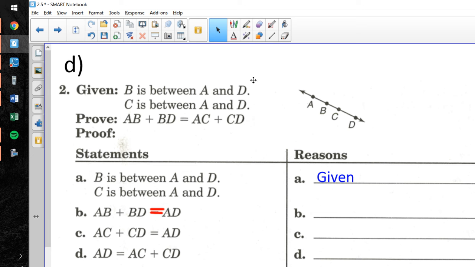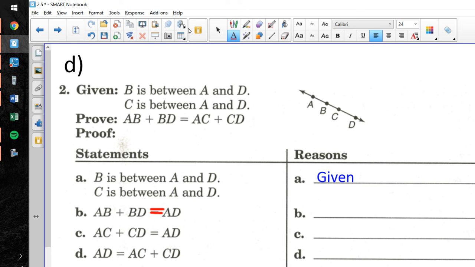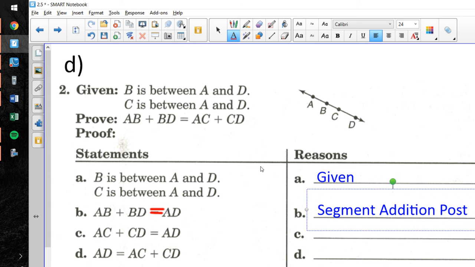AB, which is our first little segment, added to BD, which is the second and third put together, is equal to AD. Very often, but not always, the first time you see an addition statement with an equation in one of your proofs, that is going to be some version of little segment plus little segment equals big segment. That is the segment addition postulate.